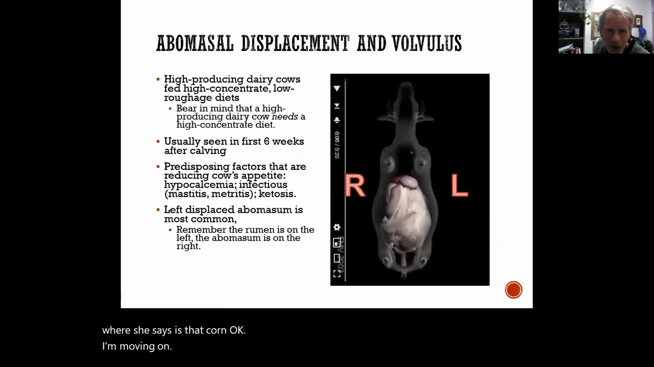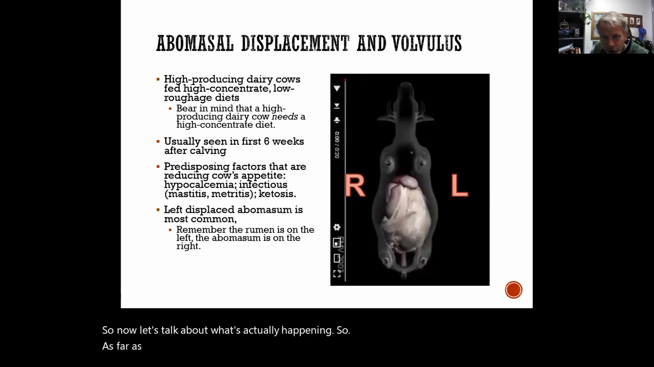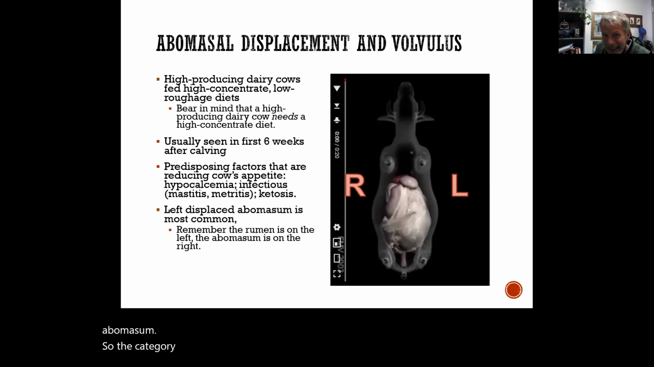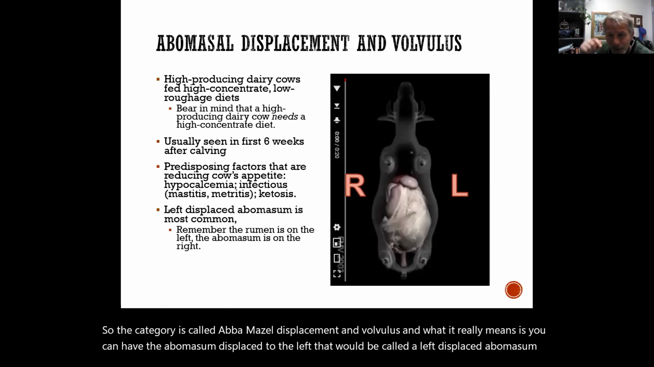So now let's talk about what's actually happening as far as surgical nursing and surgical diseases. One of the diseases we see will involve the abomasum. The category is called abomasal displacement and volvulus. What it really means is you can have the abomasum displaced to the left. That would be called a left displaced abomasum, or LDA.